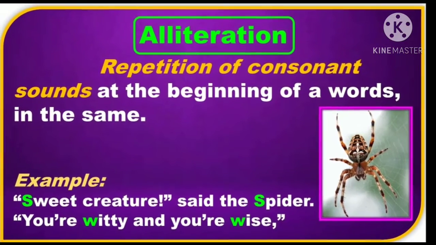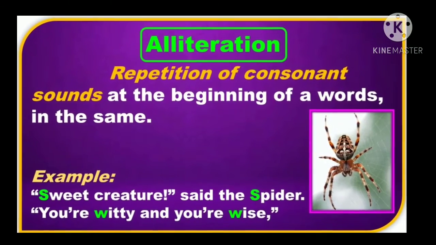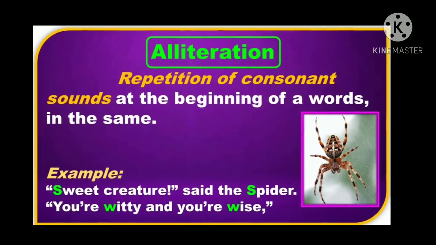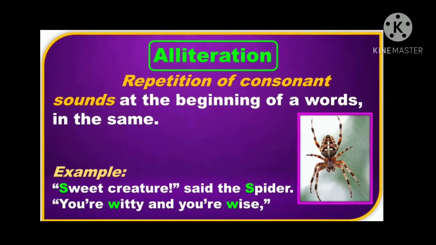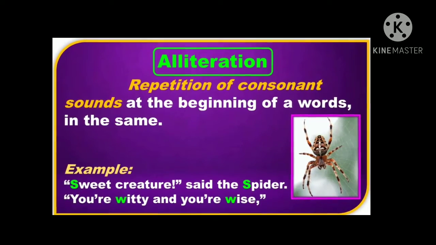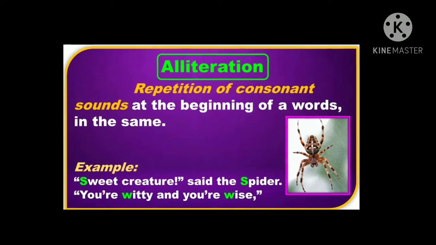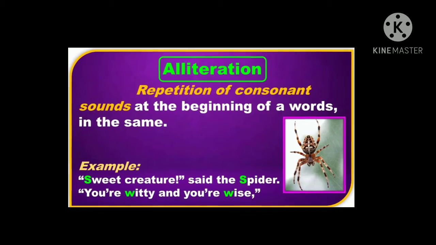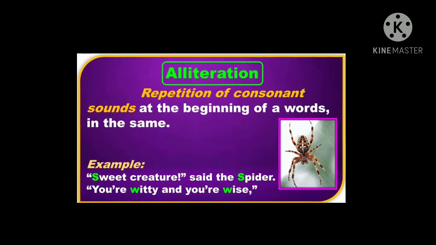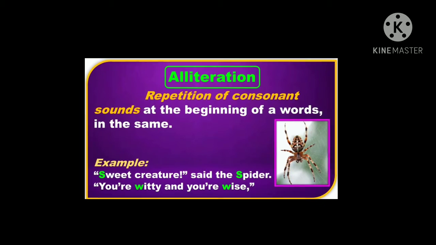The next one is alliteration. This is the simplest one in the poetic devices. Let's see it. Repetition of consonant sounds at the beginning of words in the same line. Look at the example. Sweet creature, said the spider. You are witty and you are wise. Here, sweet and spider, witty and wise are alliterated words because the first letter S is repeated in the words sweet and spider. At the same time, W is repeated in the words witty and wise.